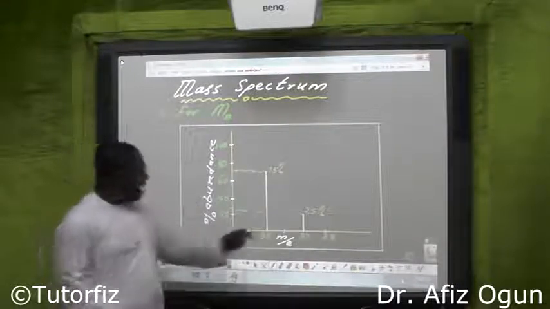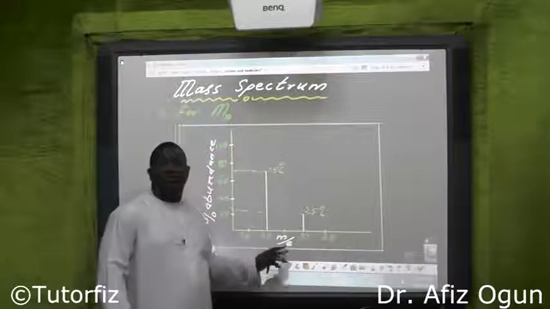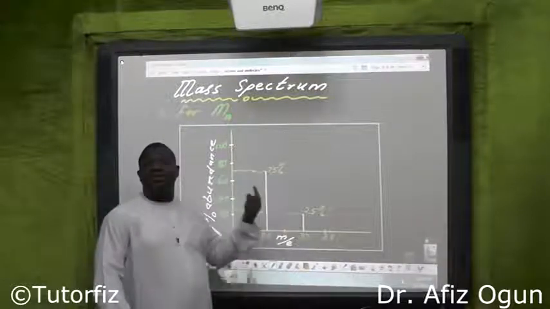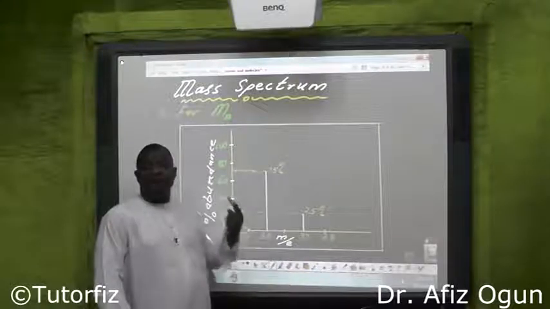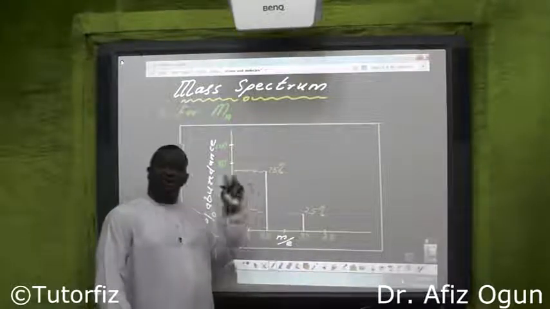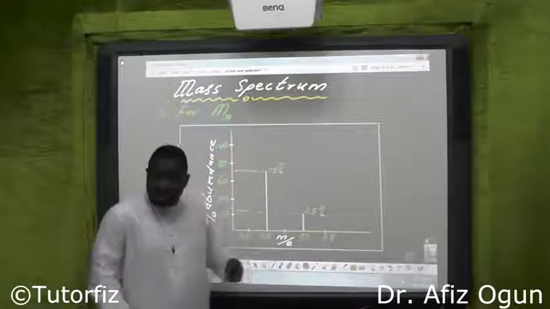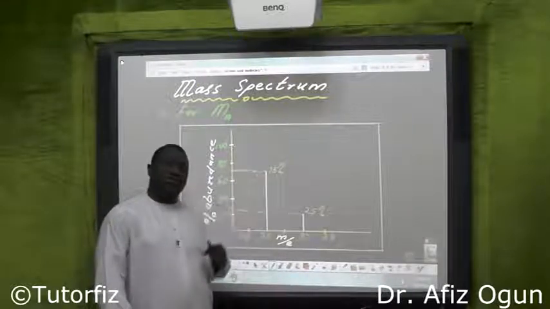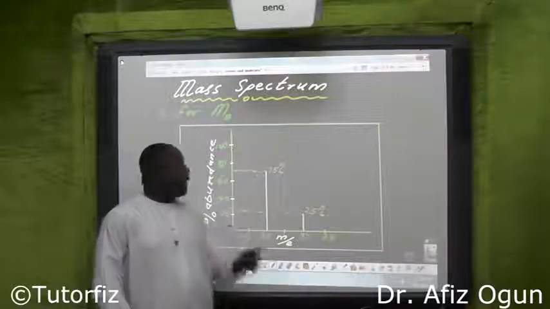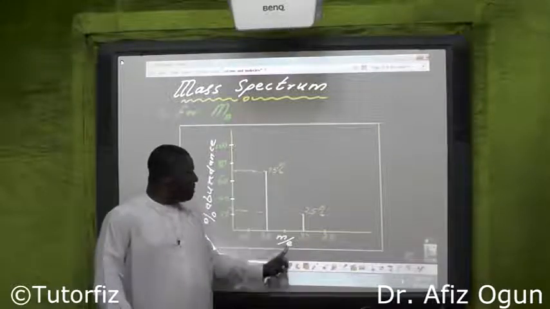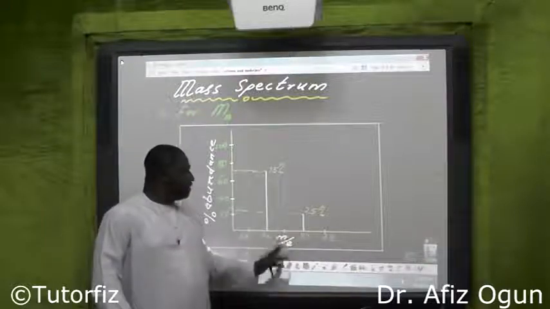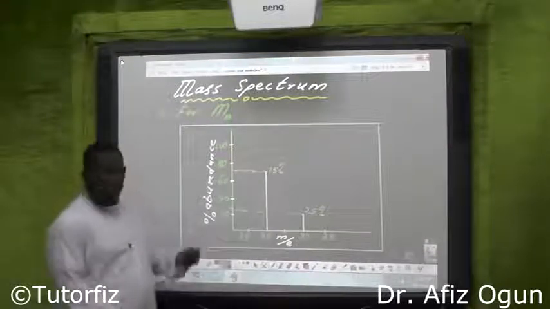Why are we calling mass the same thing as mass over charge? Because the charge is plus 1. One electron is knocked off, so it becomes positively charged, and it is dragged by the accelerator, by the electric field. So the charge is 1, and mass divided by 1 is mass. That's why the mass to charge ratio is the same as the value of the mass.